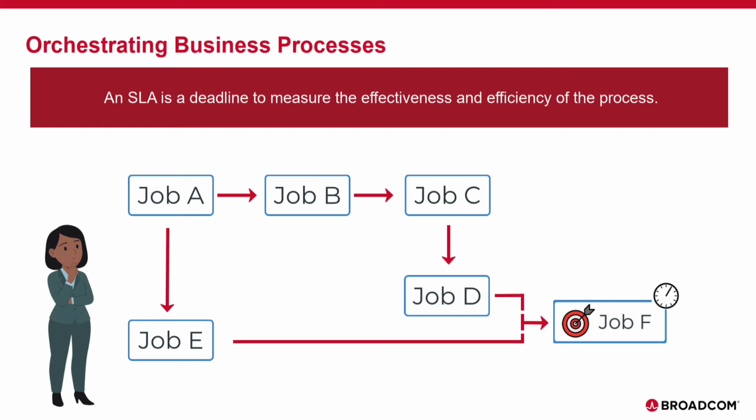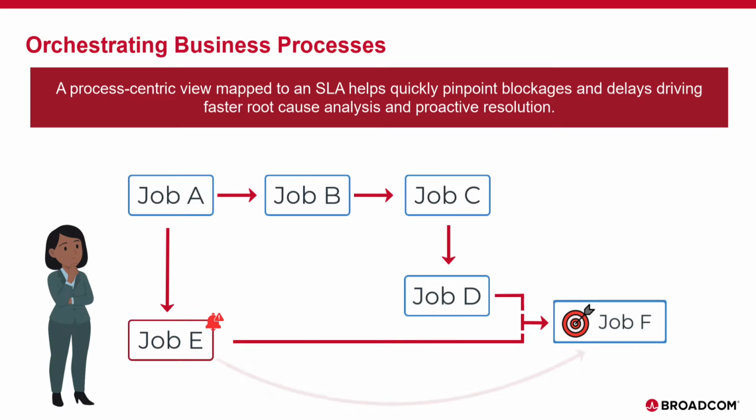And every Jobstream has a critical deadline attached to it. Its service level agreement, or SLA. When a job fails upstream causing a delay to others downstream, this new process-centric view mapped to an SLA enables Regina to quickly pinpoint blockages and delays, driving faster root cause analysis and proactive resolution.